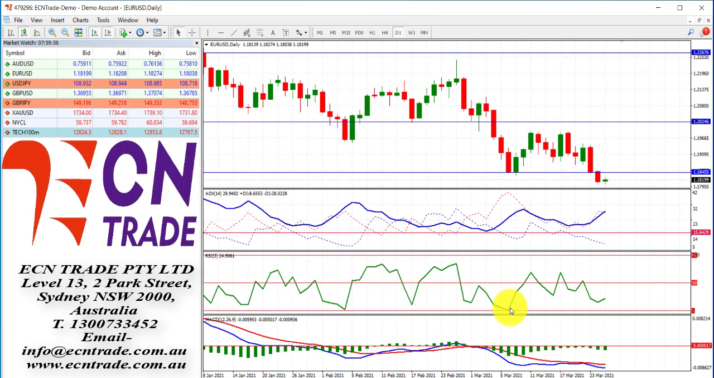There is a little bit of divergence here, which could see a response to the upside and maybe put in a short squeeze. So we haven't fully broken down because we haven't seen any follow through from 118.15, but I am keeping a very close watch just in case we do see a short squeeze.